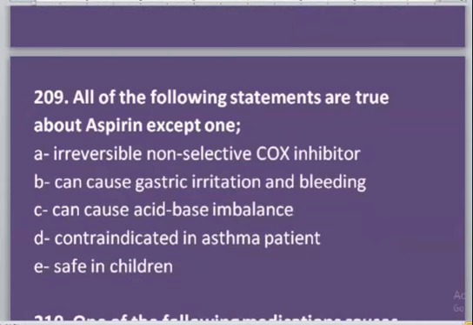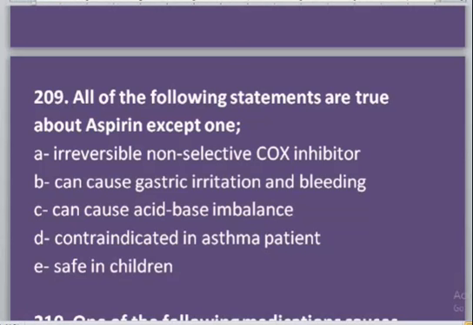Now the 9th MCQ. All of the following statements are true about aspirin except one. So it is an irreversible non-selective COX inhibitor. This is true about aspirin. It can cause gastric irritation and bleeding. Of course, it is also true. Can cause acid-base imbalance. It is also true because aspirin itself is an acid, acetyl salicylic acid. Of course, a weak acid, but still it's an acid, and it can cause acid-base imbalance.